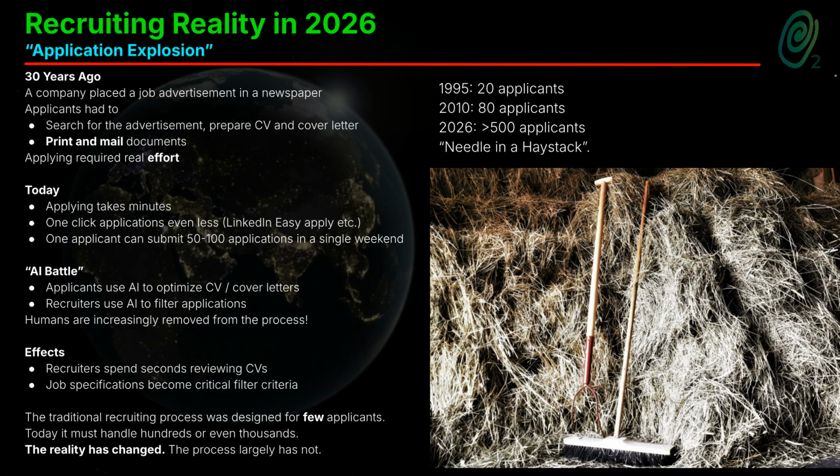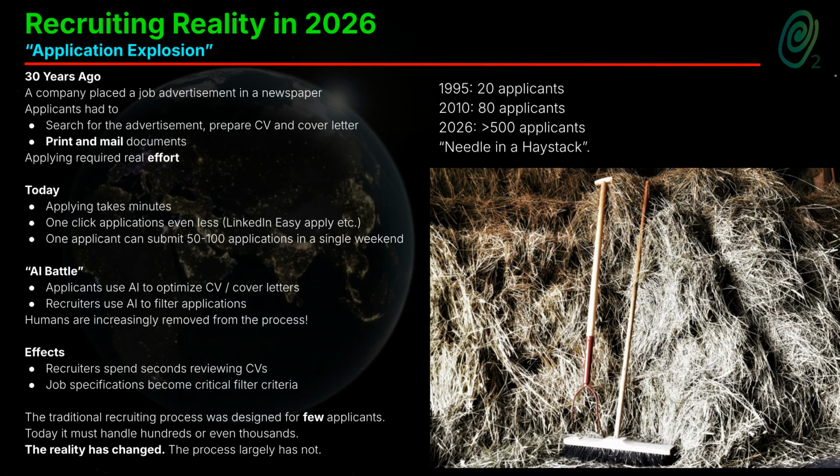Let's look at the recruiting reality in the year 2026. We have something like an application explosion. 30 years ago, a company placed a job ad in a newspaper, and applicants had to search for it, prepare a CV and cover letter, print and mail it. So there was real effort involved in each application, and you could see that in the numbers. In 1995, a typical company would receive something like 20 applications. In 2010, that could be 80 due to the use of online systems. Nowadays, it could be 500 or even 1,000 applications for one job at a good company. And then you start searching for the needle in the haystack.